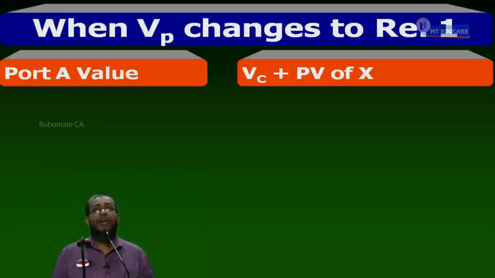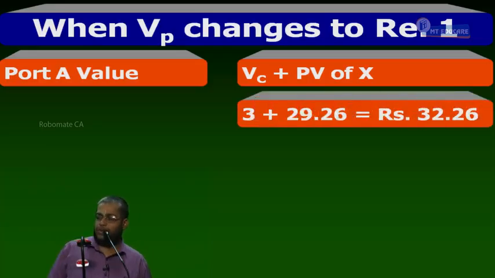Can I proceed? Now, what is the value of the call? 3 rupees. Plus the present value of the strike price, 29.26. That value will not change because nothing has changed there. 3 plus 29.26 gives 32.26. I think you are all following or not?